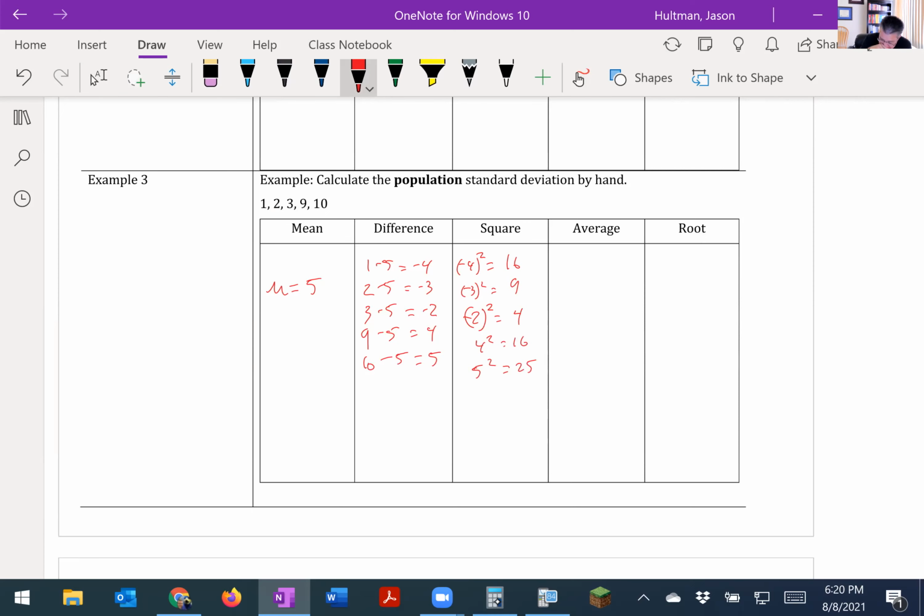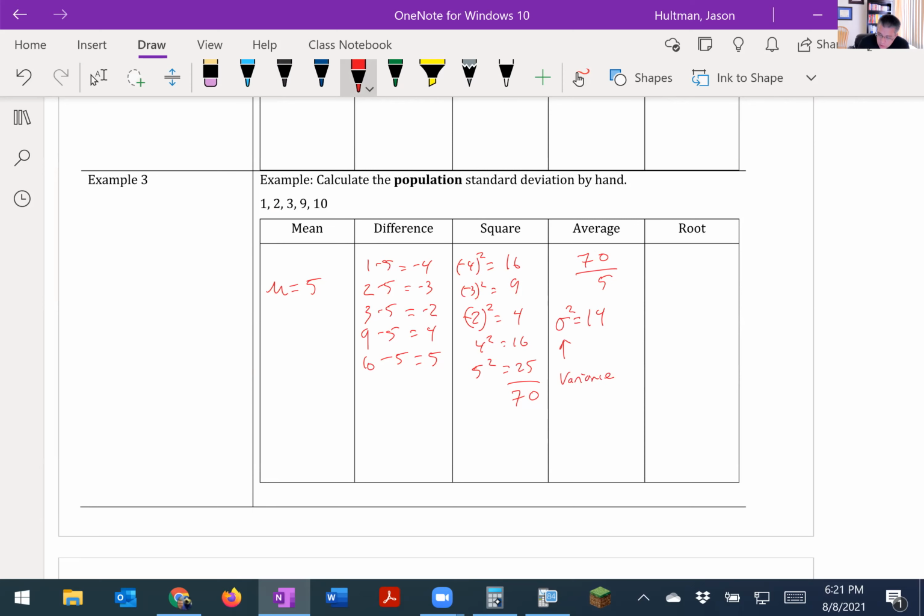Now I'm going to average these out. I could add these up in this column first, and that's 70. Then the average is going to be 70 over the number of items, which is 5, and that becomes 14. So the average here is 14, which we call the variance, or sigma squared.